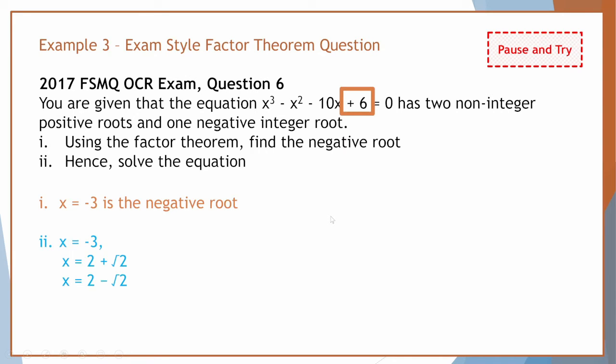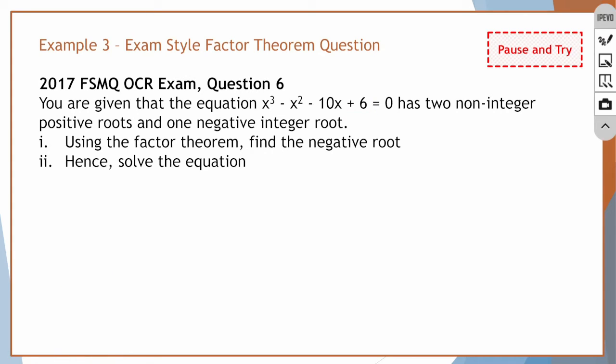Okay, so here's a solution to the question. Part 1, the negative root is negative 3, so x equals negative 3 is the negative root, and then to solve the equation you get x equals negative 3, or x equals 2 plus root 2, or x equals 2 minus root 2. So if you managed to get those answers, brilliant, fantastic, great job. And if you didn't, we're going to go through all the working out now.